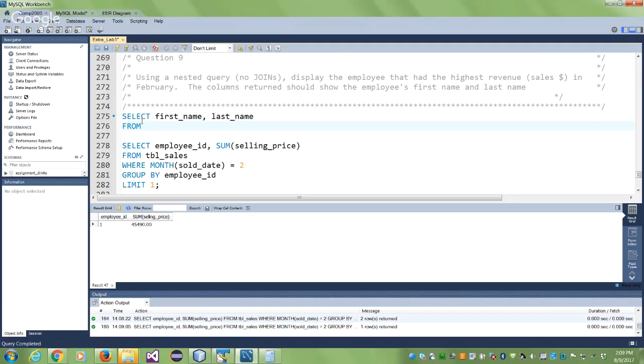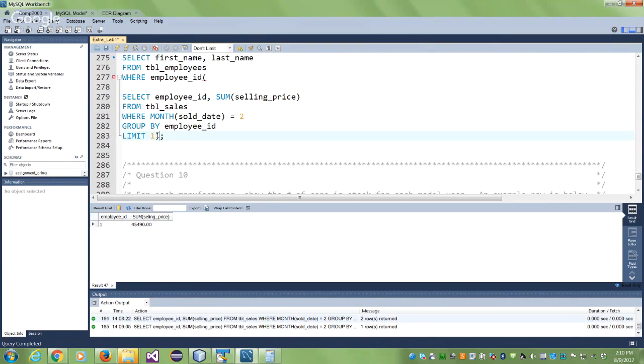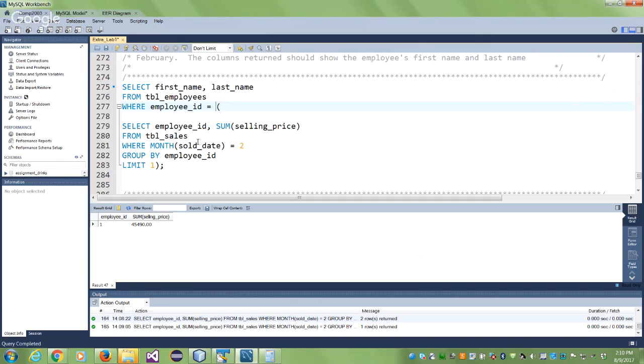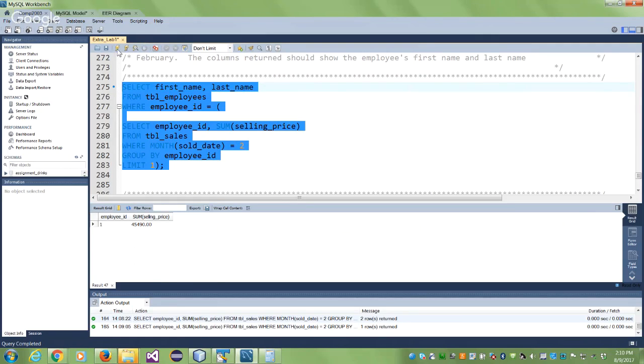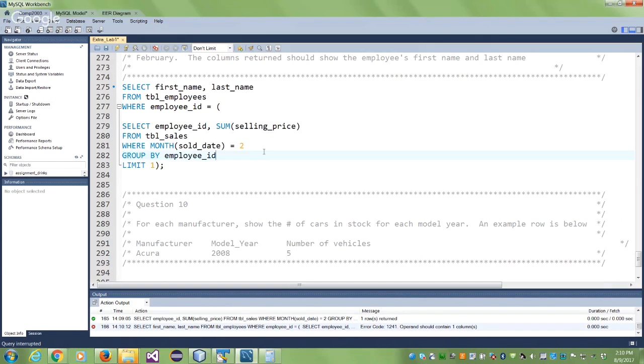Okay, so select first name from which table are we talking about? Table employees? Where... Now this is wrong because I'm assuming there is only one employee with this ID. But anyway, let's go one by one. So you're saying this will create a problem? Yes, like equal to. You're saying this will create a problem with limit inside the subquery? I don't think so. Oh, the operand should contain one column. Oh, okay, I see. It just needs one column. That's all it is saying. Okay, let's see now.